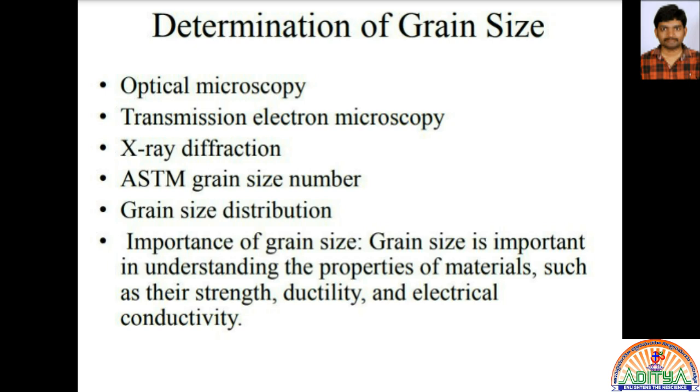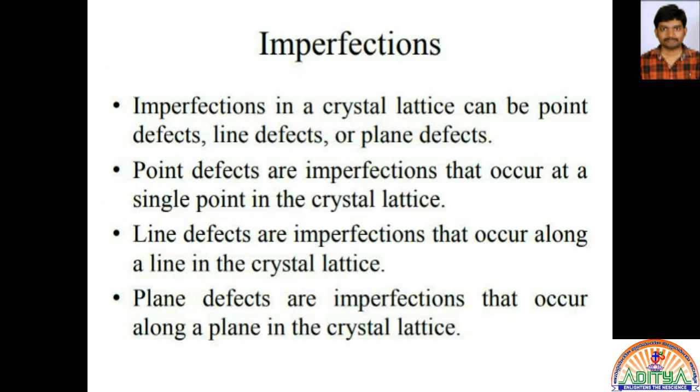And the next important topic is imperfections in a crystal lattice. Imperfections in a crystal lattice can be point defects, line defects, or plane defects. If you consider the crystal lattice, there are different types of defects: point defects, line defects, or plane defects. These are nothing but imperfections in a crystal.